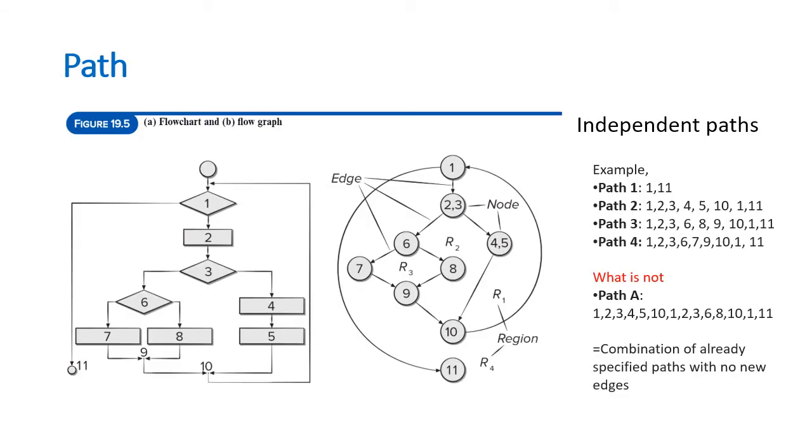To ensure that all the independent paths have been executed at least once, we first need to understand what an independent path is. So here, for example, on our left, we have the flowchart, a control structure flowchart, which can be translated into a flow graph. Here in the flowchart, we have the start and the end. In between we have the condition set and the function set.